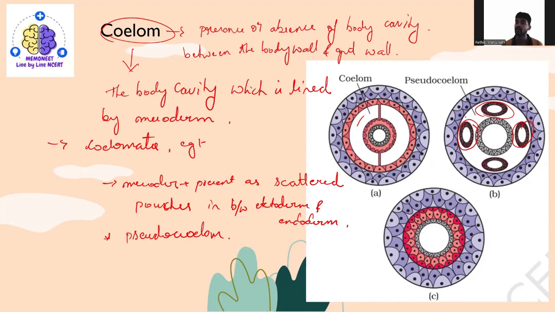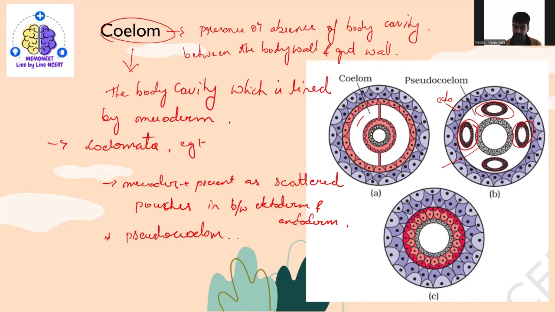But here, instead of the body cavity being lined by the mesoderm, the mesoderm is present in the body cavity as scattered pouch-like structures between the ectoderm as well as the endoderm. So this kind of organization is actually called pseudocoelom or pseudocoelomates. So this is clear to you.